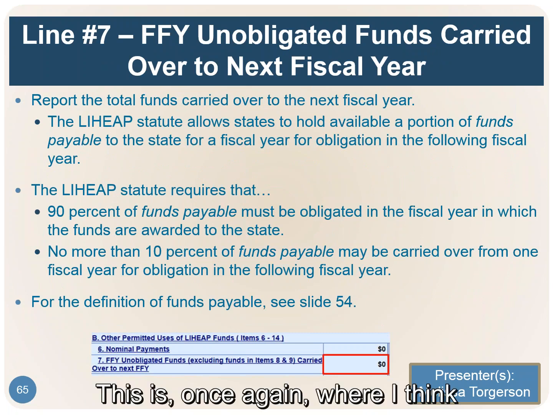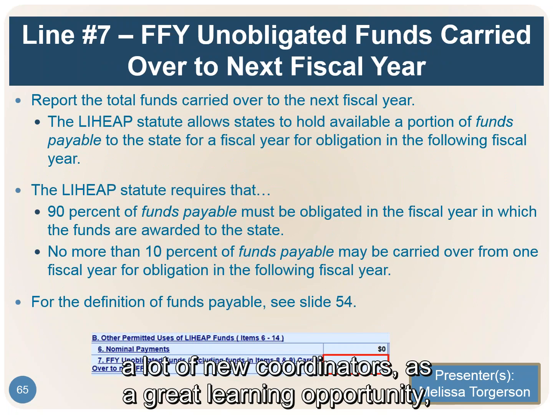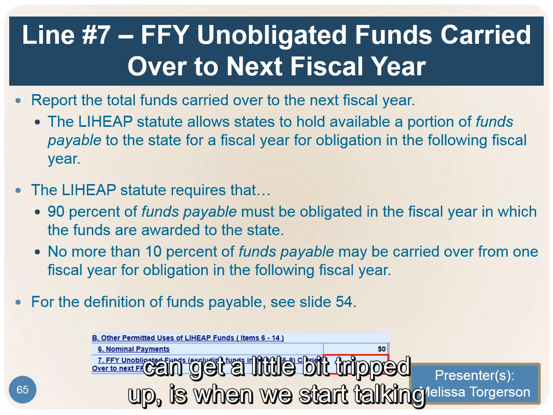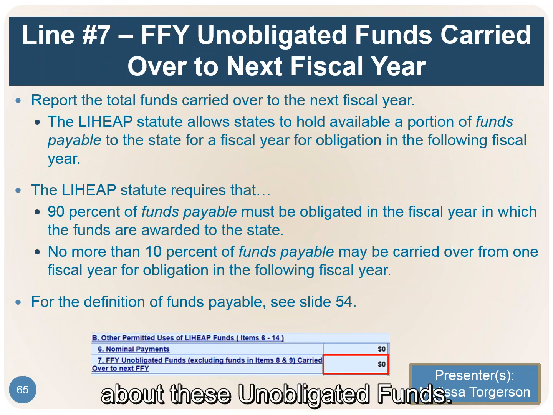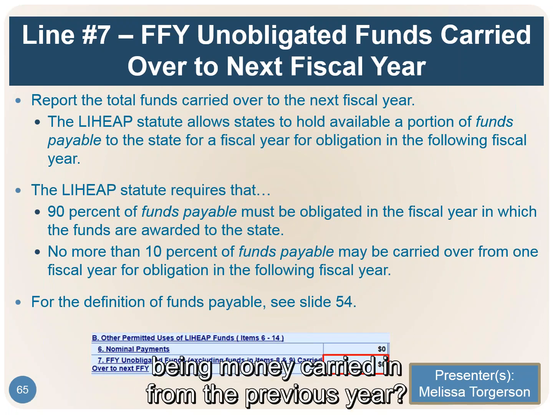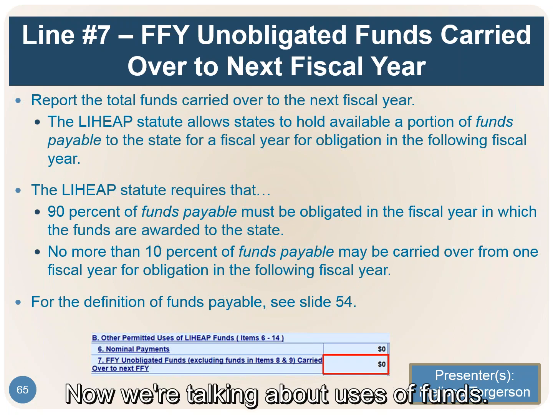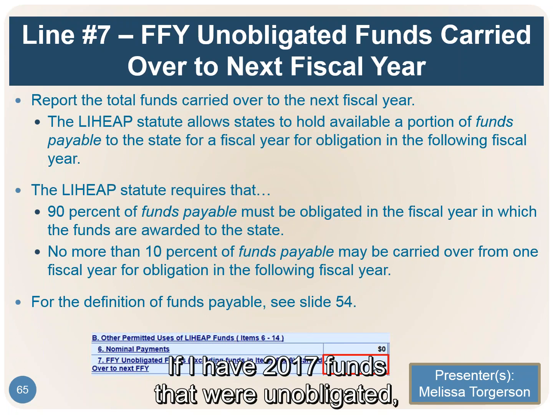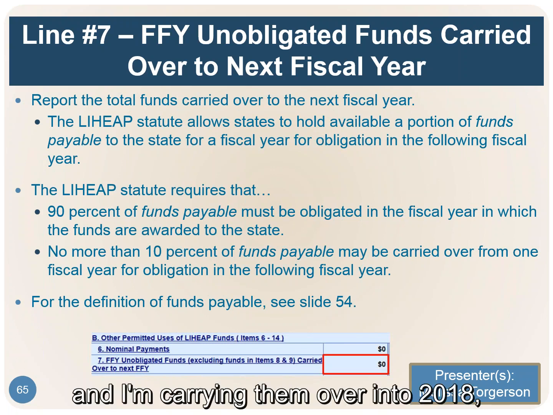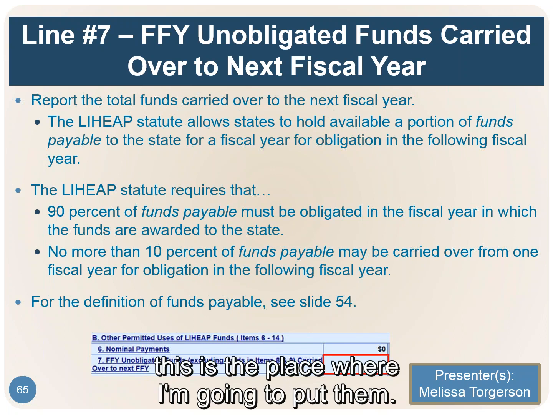This is once again where I think a lot of new coordinators, it's a great learning opportunity, and a lot of experienced coordinators can get a little bit tripped up, is when we start talking about these unobligated funds. So remember, we talked about a source of funds being money carried in from the previous year. Now we're talking about uses of funds. So if I have 2017 funds that were unobligated and I'm carrying them over into 2018, this is the place where I'm going to put them.